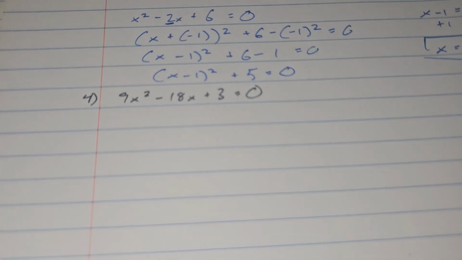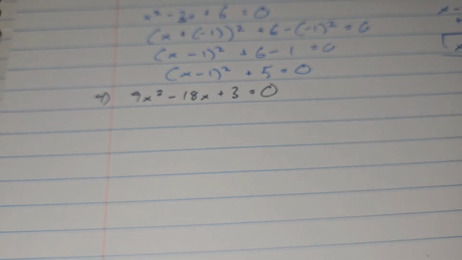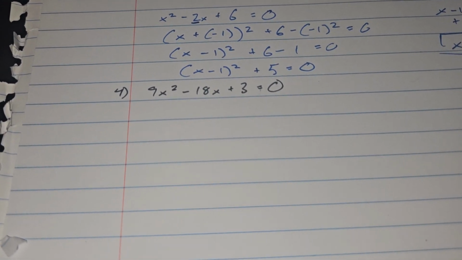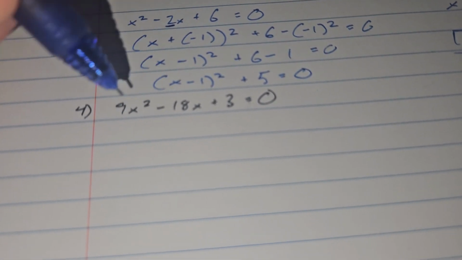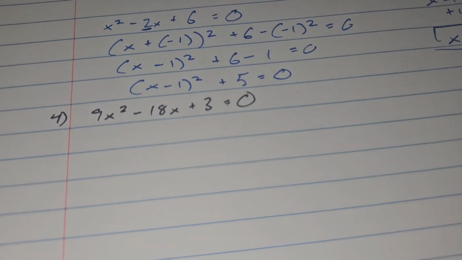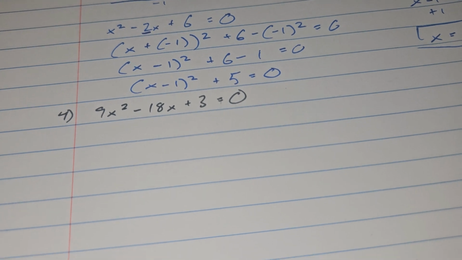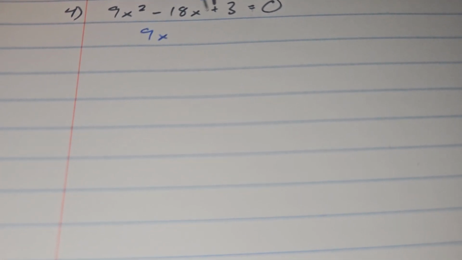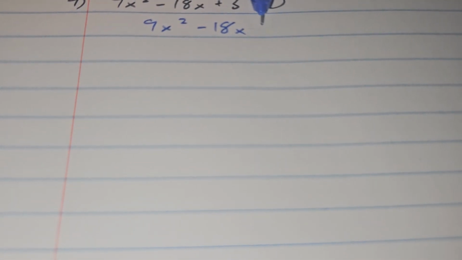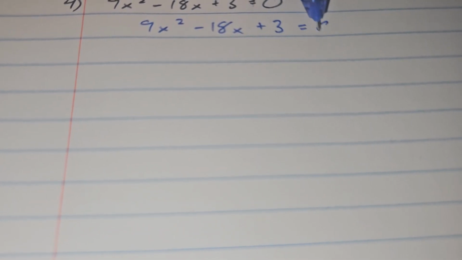We have 9x squared minus 18x plus 3 is equal to 0. So we basically want x squared to not have the number 9 there. We just want it by a factor of 1 instead of a factor of 9. So let's go ahead and rewrite this. 9x squared minus 18x plus 3 is equal to 0.